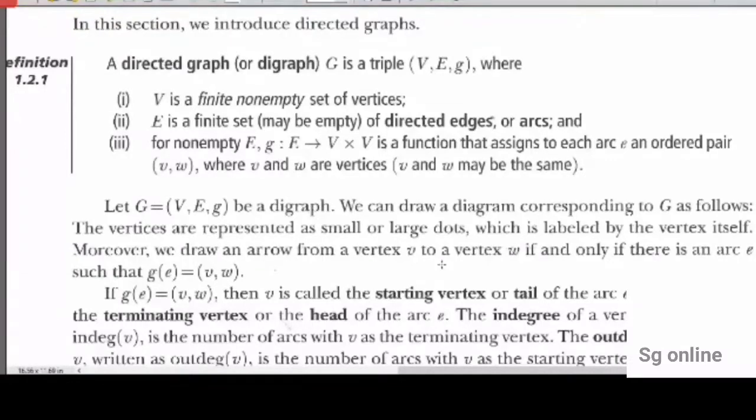However, suppose we are considering a digraph, or directed graph, without parallel arcs. Then you see that the edge set is nothing but a subset of V cross V. Now we know from the very basics of our algebra that any subset of V cross V is a binary relation on V. So it is nothing but a binary relation.